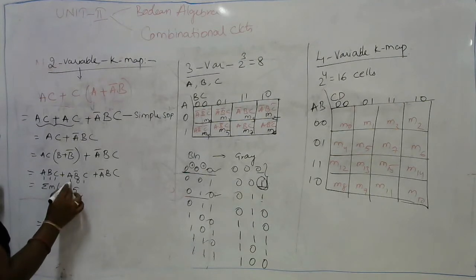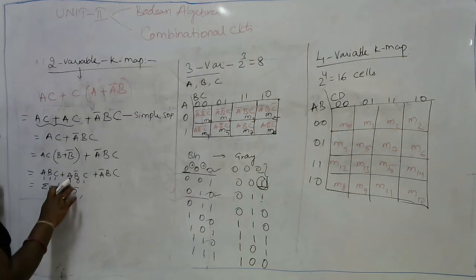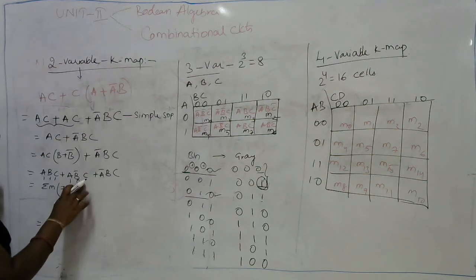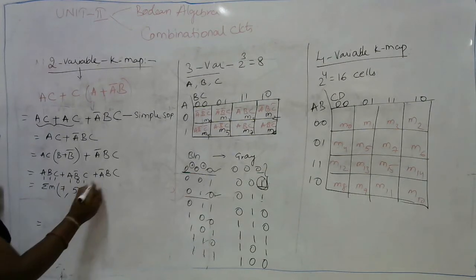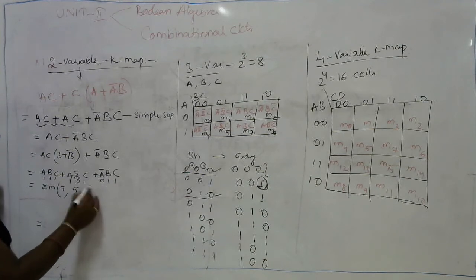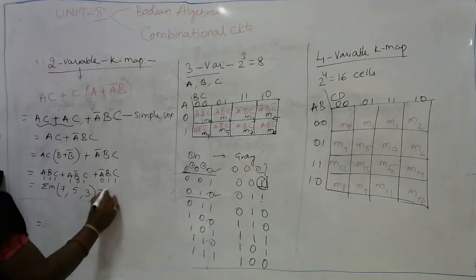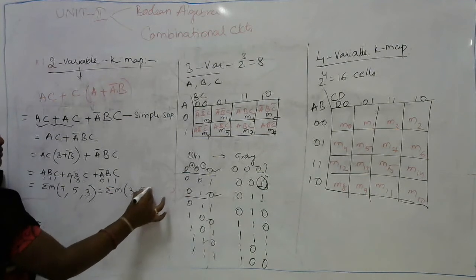If you are unable to get 1, 0, 1 as 5, just multiply from the LSB with 2 power 0, 2 power 1, 2 square. 2 power 0 is 1, 1 into 1 is 1. This is 2 power 1, and this is 2 square, which is 4. So 4 plus 1 is 5. Similarly, A bar is 0, B is 1, C is 1, so 0, 1, 1 is 3. So I can write sigma m of 3, 5, 7.